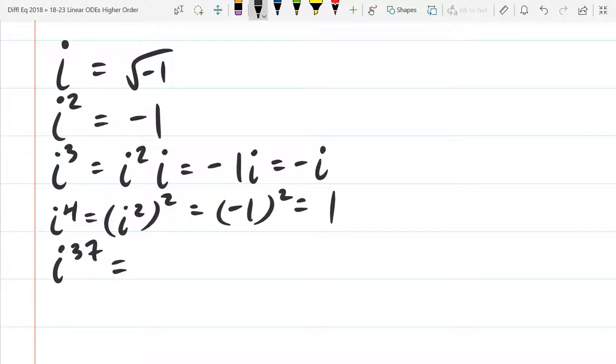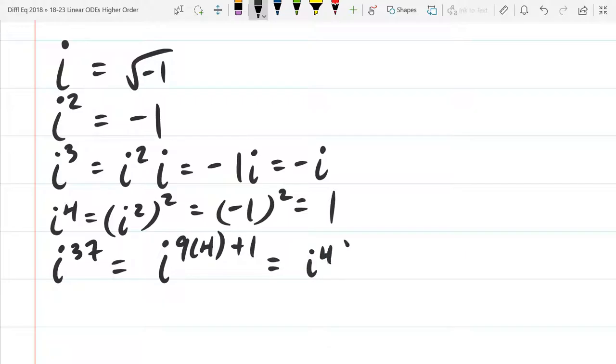So let's just do i to the 37th. How would we break down i to the 37th power? What's the easiest power of i of the four I wrote down? Four. So how many fours are hiding in 37? Nine. So we'll try 9. So it's i to the 9 times 4. And what is 9 times 4? 36. So we need plus 1.